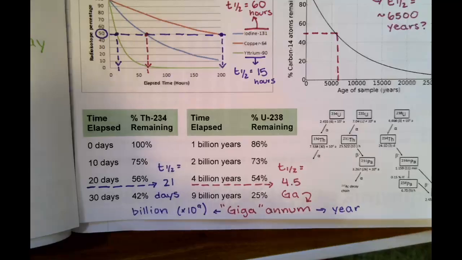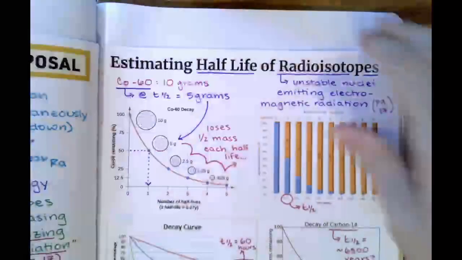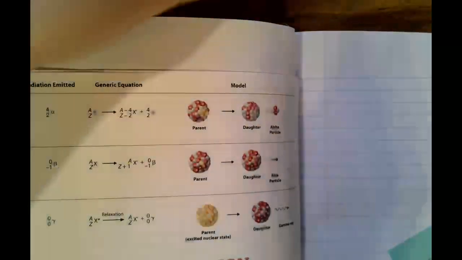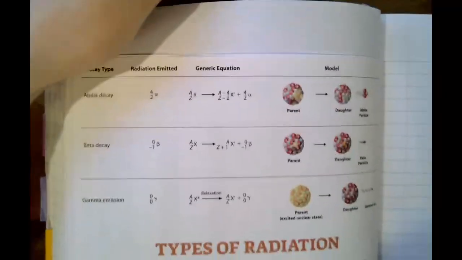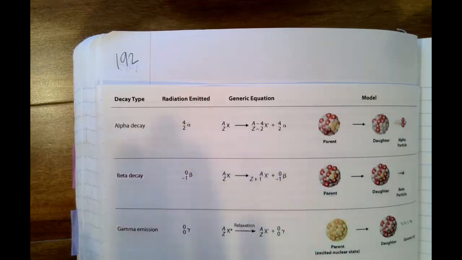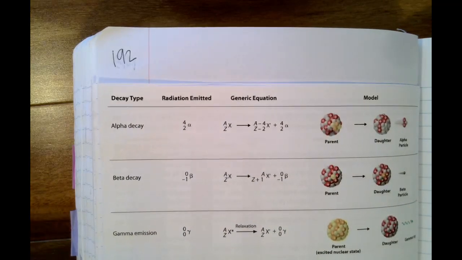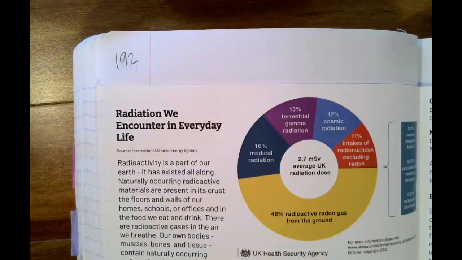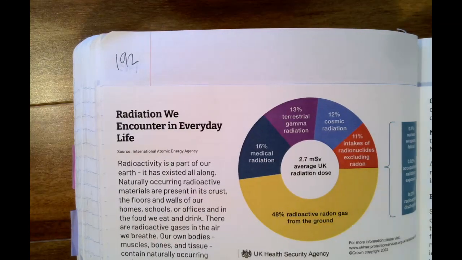Alright, so that's estimating half-life of radioisotopes, which brings us to our final page for the day, and at this point, you should have already done the radiation lab. If you haven't, oh my gosh, pause, because I don't want you to overdo this. As you're waiting, you can go ahead and read about radiation you encounter in everyday life.